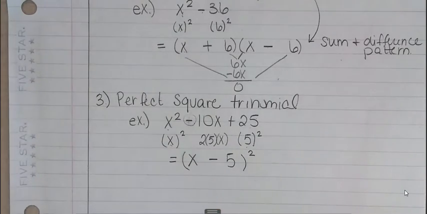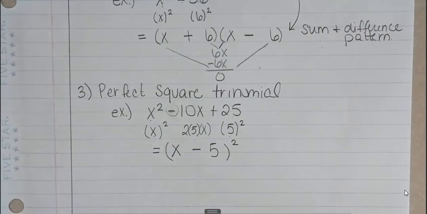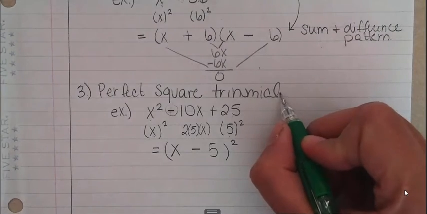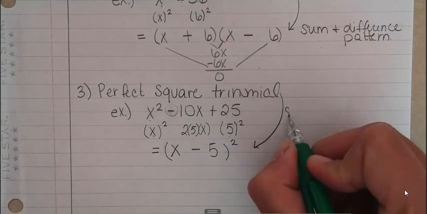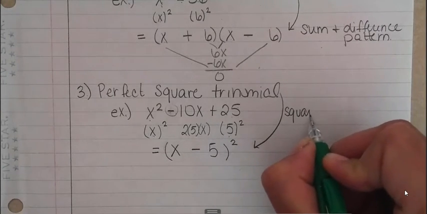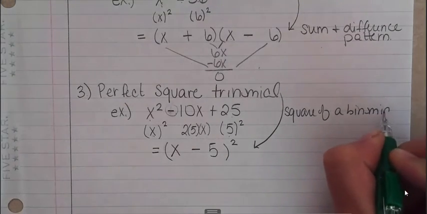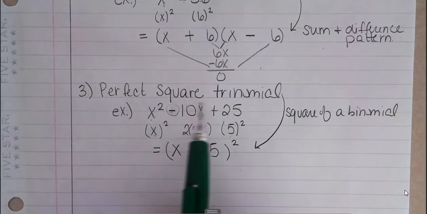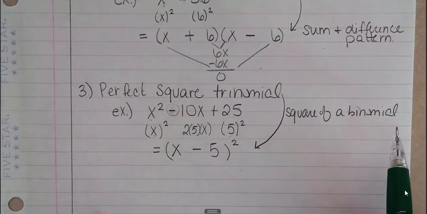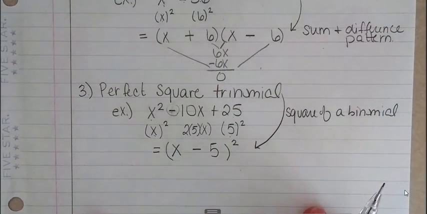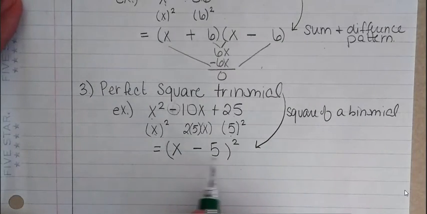Now, what the heck have I just done? And let me prove to you that it actually works. Oh, before I do that, this is called the square of a binomial. Okay, so the result of factoring a perfect square trinomial is the square of a binomial. All right, so I'm going to prove to you that this actually works.